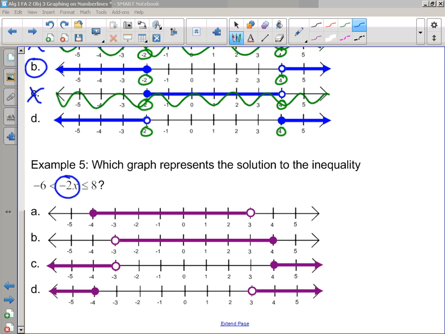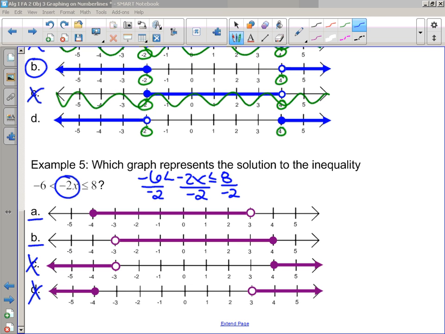The ones that have the bars in the middle are A and B. C and D are two separate inequalities that go in opposite directions, so I can count those out. But to decide between A and B, what I need to do is solve for x. So what I'm going to do is divide by -2.